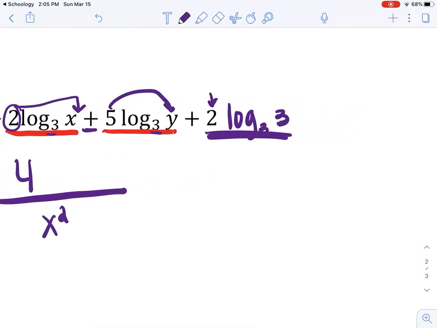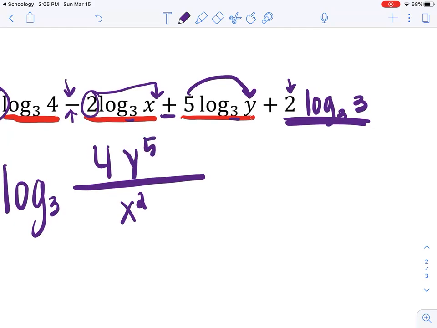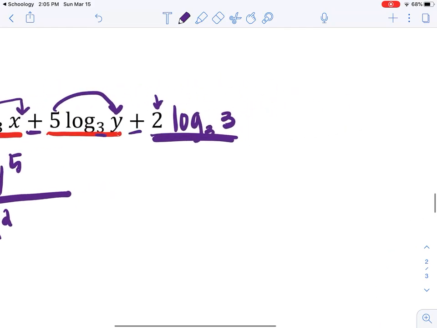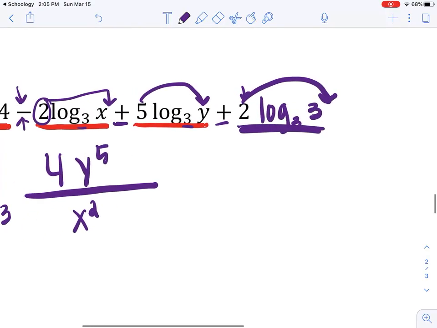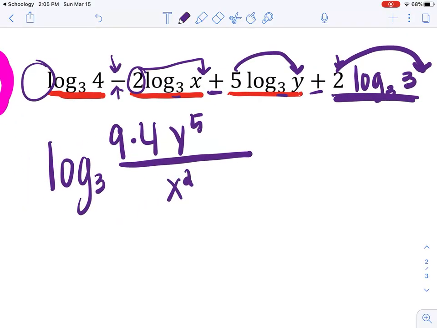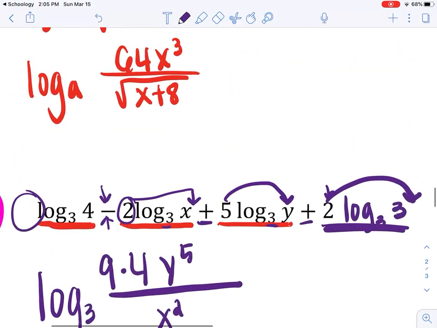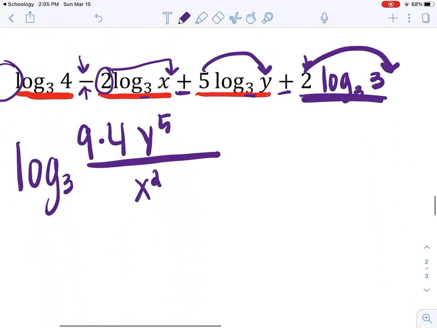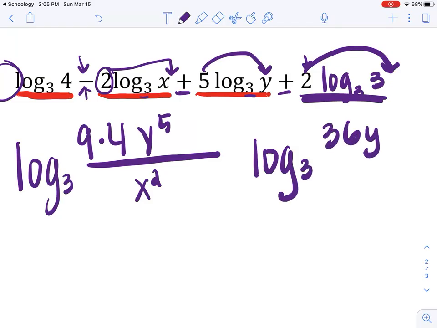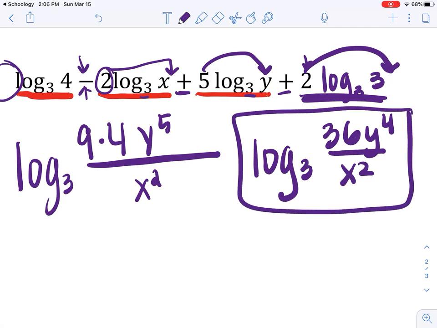Next one, positive, so numerator. Y to the 5th in the numerator. Last one, positive, numerator. Exponent is a 2, 3 squared is 9, 9 in the numerator. So I'm going to add the 9 right here. Notice I put a multiplication, not an addition sign. There shouldn't be any addition in your answer unless you see a set of parentheses like so. Okay, so clean this up and we'll be done. Log base 3 of 36 y to the 4th over x squared. That fraction is not simplifiable, so this is done.